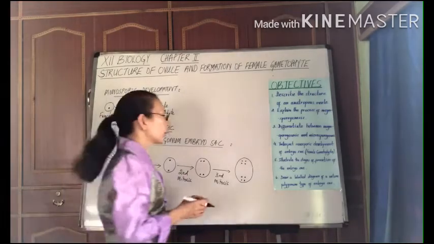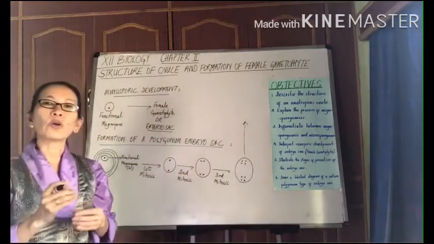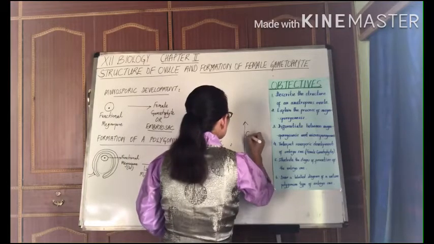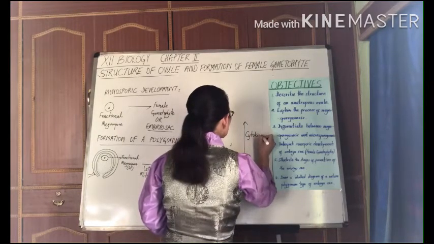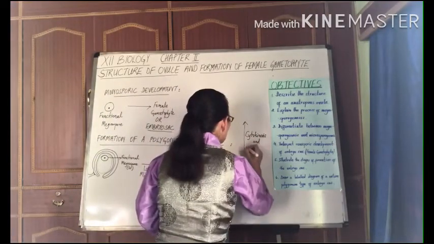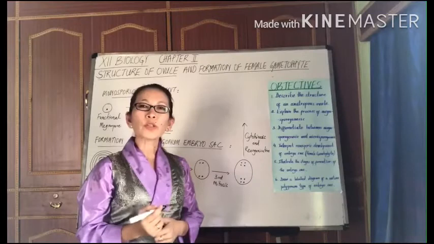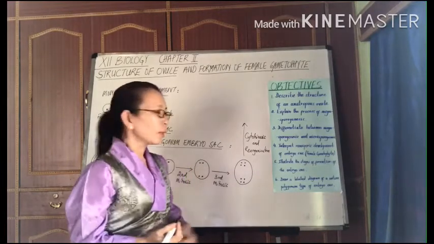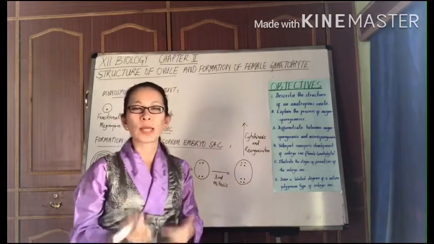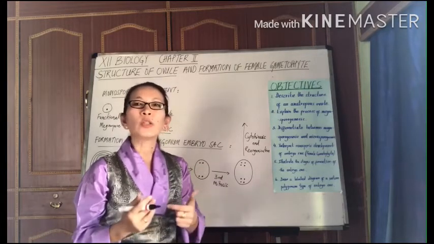And this 8-nucleate cell would then undergo, we can say, reorganization and cellularization. So this would undergo cytokinesis, alright, as well as reorganization. So after cytokinesis and reorganization, this 8-nucleate cell would then transform into a mature embryo sac. And a mature embryo sac is going to have 7 cells and 8 nuclei.